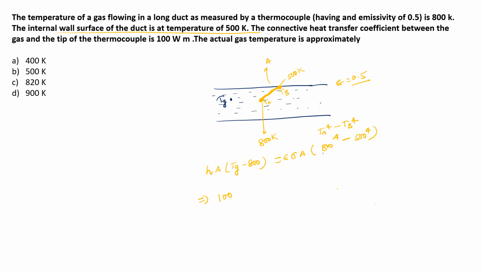So it is 100, and this area will be constant, right? So 100 into Tg, which we have to find, minus 800 is equal to 0.5, and this sigma value, that is the Stefan-Boltzmann constant, which is 5.67 into 10 power minus 8, into this 800 to the power 4 minus 500 to the power 4.